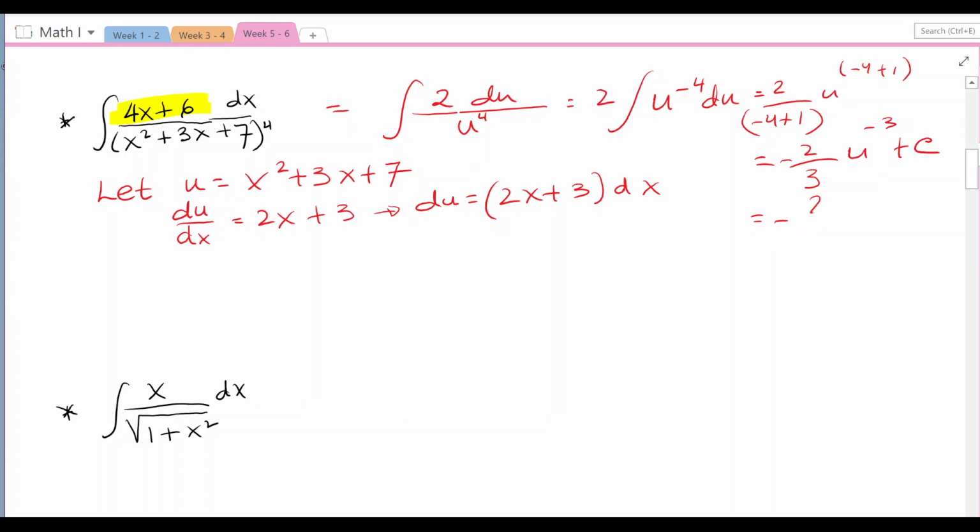In other words, this is equivalent to -2 over 3u³ plus c, which we can then replace with our original u to be -2 over 3 times (x² + 3x + 7) to the power of 3, plus c. That's our answer to the question.